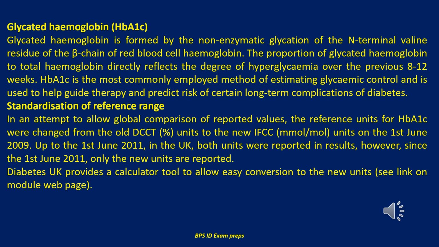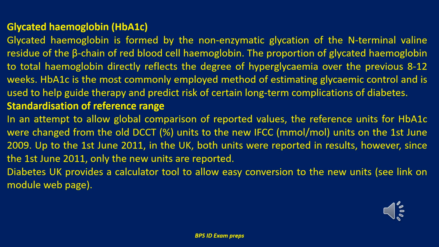We will now discuss glycated hemoglobin, abbreviated as HbA1c. Glycated hemoglobin is formed by the non-enzymatic glycation of the N-terminal valine residue of the beta chain of red blood cell hemoglobin. The proportion of glycated hemoglobin to total hemoglobin directly reflects the degree of hyperglycemia over the previous 8 to 12 weeks. HbA1c is the most commonly employed method of estimating glycemic control and is used to help guide therapy and predict risk of certain long-term complications of diabetes.